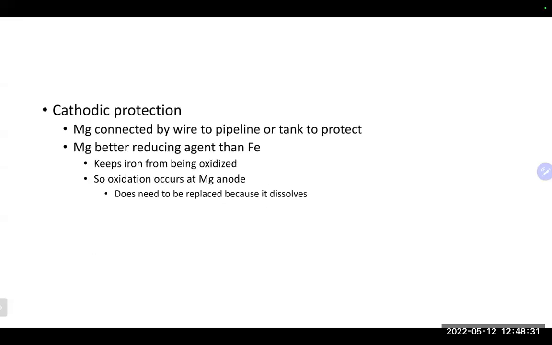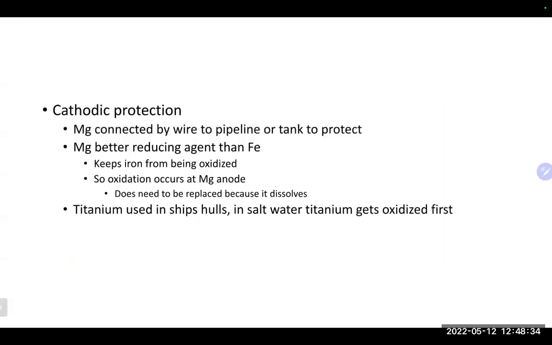Another common way is what is sometimes referred to as cathodic protection. Magnesium, for example, is connected by a wire to an iron pipeline or tank. Magnesium is a better reducing agent than iron. And that means if magnesium is a better reducing agent, it is going to go through oxidation in that case, which means all the bad oxidation happens at the magnesium spot, keeps the iron tank from going through oxidation and leaking, probably since you buried it underground in a lot of cases.